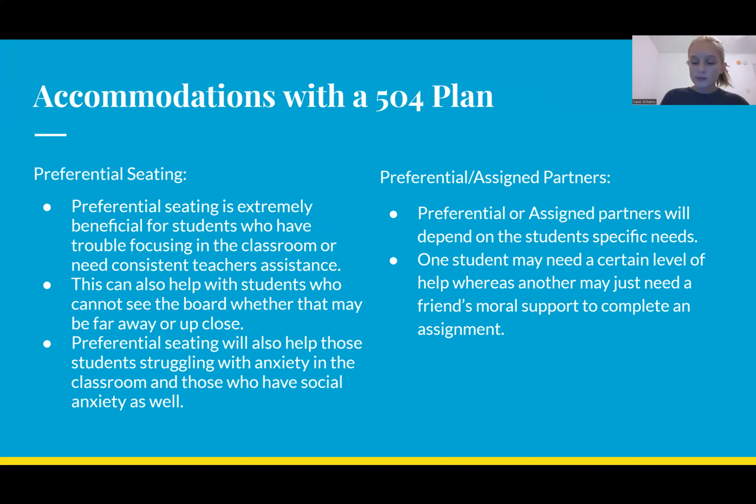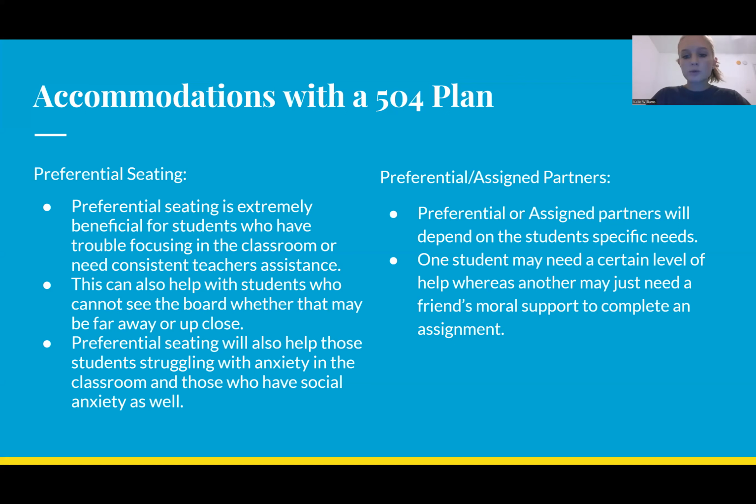This also goes hand in hand with the student who cannot see very well. If they need to be up closer to the board or if they need to be further away from the board, this is considered an accommodation by a 504 plan if their sight is to a greater extent than others, or if it's not a simple fix, if they need a 504 plan for that. Preferential seating will also help those students struggling with anxiety in the classroom and those who have social anxiety as well.